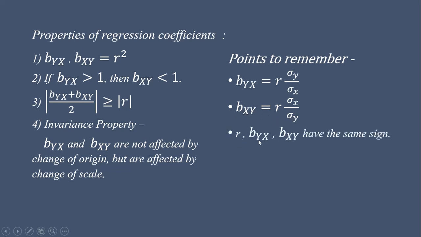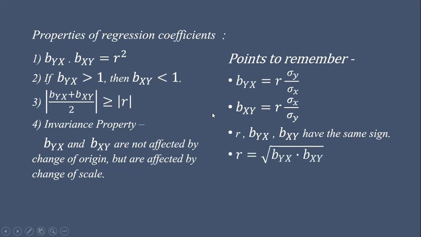Now next thing, r, byx, bxy have the same sign. If byx is greater than 0 and bxy is greater than 0, then r is greater than 0. If byx is less than 0 and bxy is less than 0, then r is less than 0. If these two are 0, r is equal to 0. So these three terms have the same sign. Either all three are positive, or all three are negative, or the third possibility is all three are 0. We have to remember this by solving examples.